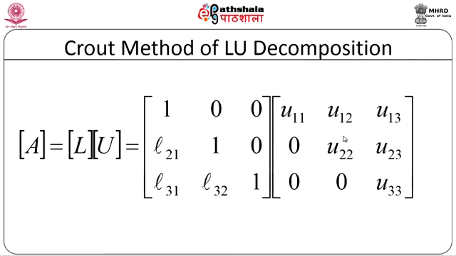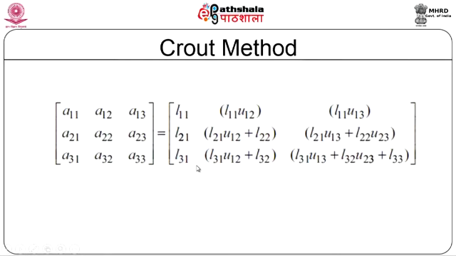Now, in the Crout procedure, we have to find the values of these elements by direct substitution. By means of that we can find them. Now you can see how these values are obtained.